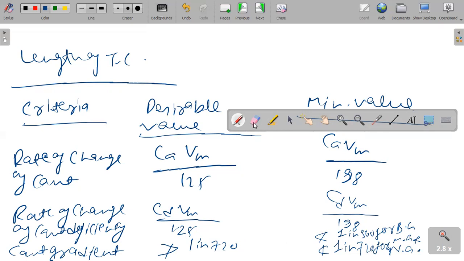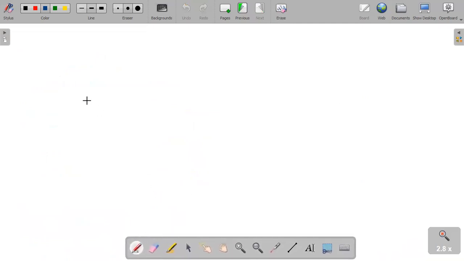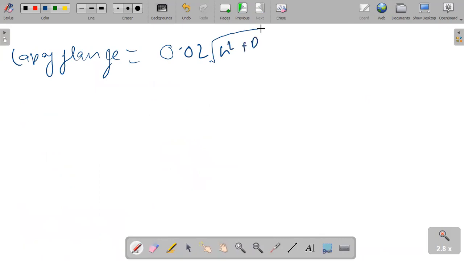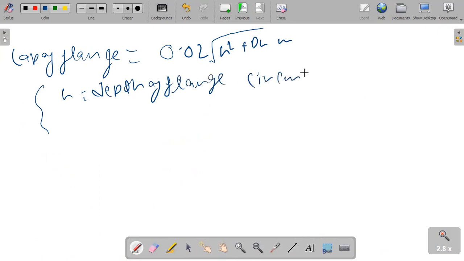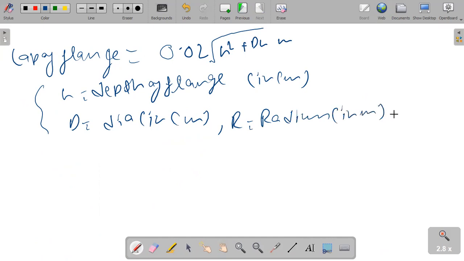Do remember this table. Let's move on to another thing, the lap of flange, which also has a formula: 0.02 under root h square plus dh, in meters, where h is depth of flange, basically in centimeter, d is diameter in centimeter, and r is radius in meters. So this is lap of flange.